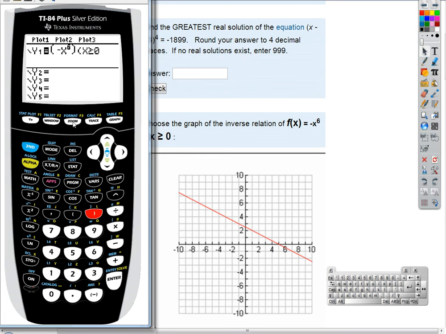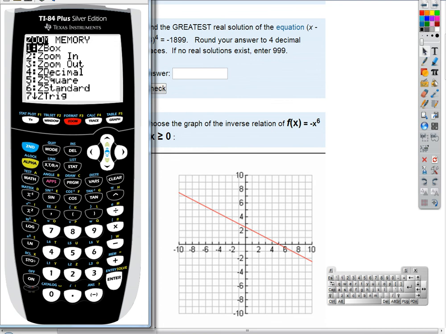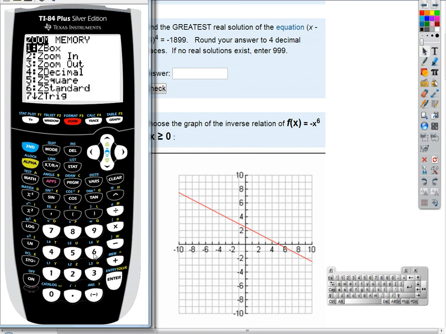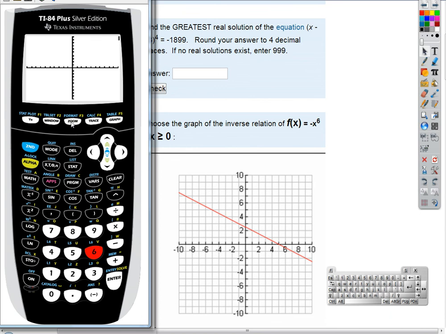And so if I go zoom, I'm going to hit zoom square so it makes the screen look right. Whoops, 5. There we go. So it's not skewed, it's not distorted. Whoops, I think I have to go zoom standard first. Zoom 6. And now I go zoom 5. Okay, and then it just makes it so it's not going to be stretched out lengthwise. Okay, now there's the graph of my function.